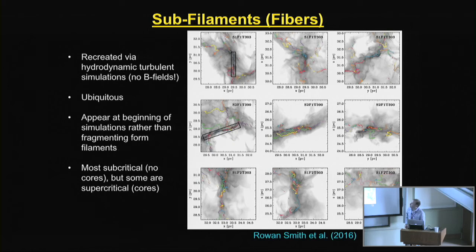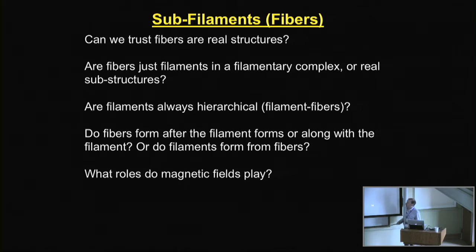Paper, and they see that these subfilaments along the major filaments are just natural. You naturally get these fibers, they appear at the very beginning of the simulation, and they're ubiquitous. They stay in the simulations throughout, and they found most of them are more consistent with the first observations in Taurus, that most of them are subcritical and not forming stars, but there is a fraction that are forming stars. And these subfilaments in the simulations are constantly forming and dispersing, except for the ones that form stars.